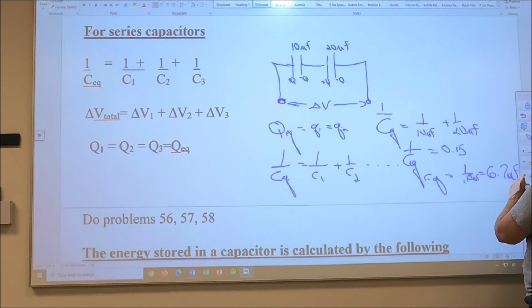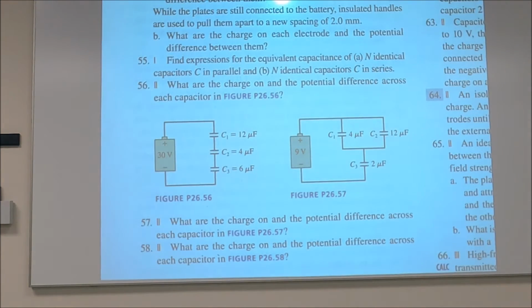Now notice, when I put things in series, I end up with a capacitance that's smaller than the smaller capacitor. When I put things in parallel, I get something that is larger. Now let's look at a problem where we've got some combinations of things. We're going to look at problem 56.